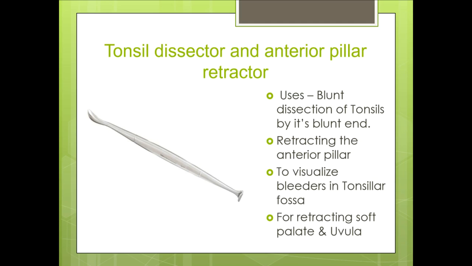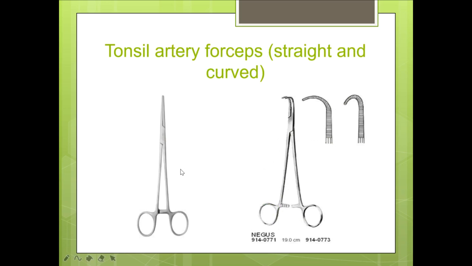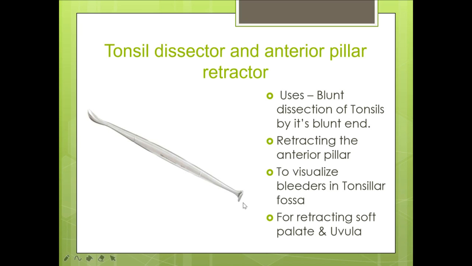This is the tonsil dissector. The name of the instrument is Mollison's tonsil dissector, the tonsil blunt dissector. This is the blunt edge and this is the hook. This edge is used for the dissection of the tonsil from the upper pole to the lower pole. This part is used to retract the anterior pillar after completion of the tonsillectomy, so as to inspect the entire tonsillar fossa. After tonsillectomy, we need to inspect the fossa for any bleeding.